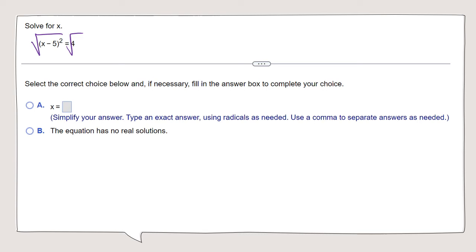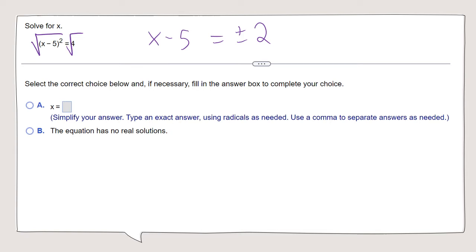Now, here's the thing that people miss. That would make this x minus 5. There's no squared anymore because we square rooted it. But on the other side of this equation, the square root of 4 is 2, just 2, right? Square root of 4 is 2. But when we solve an equation using the square root method, it's actually plus or minus 2. There's more than one possible answer.